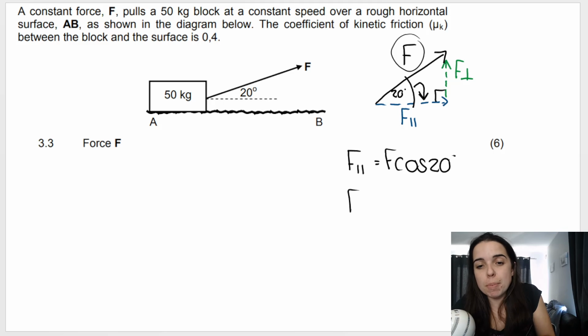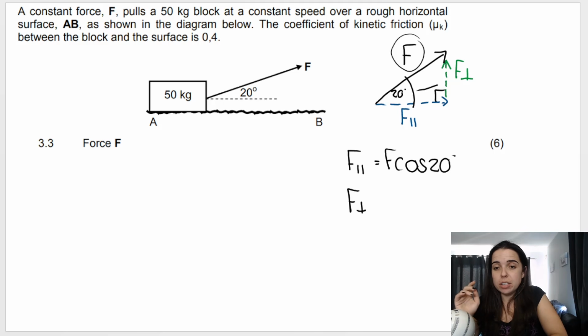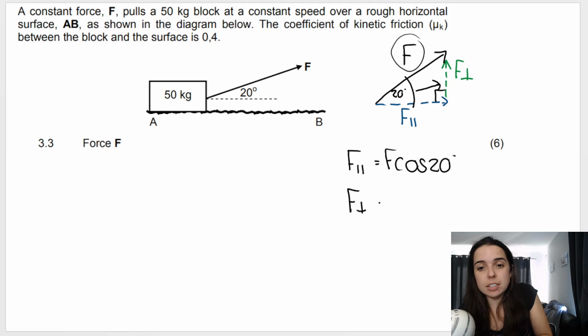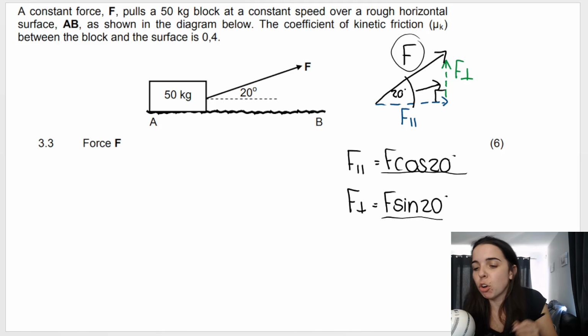If you're looking for the perpendicular component, now if you take a look at where the perpendicular component is, it is opposite the 20 degree angle, and opposite is sin or sine. So F sin 20. So this is how you would work out the components.